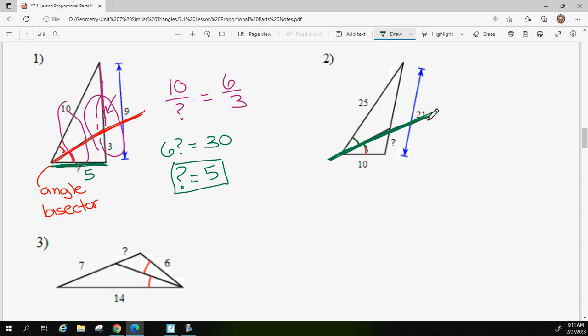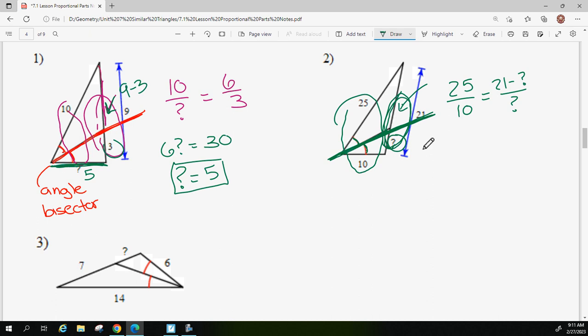And I like to extend my angle bisector. I have this fraction I can see right here, 25 over 10. And then I have a fraction here. We don't know what this piece is yet. We need to represent it. But the bottom of this fraction is question mark. To get this piece over here, we did 9 minus 3. So we did the whole side minus the piece that we knew. We can do the same thing here. The whole side is 21, and we are going to subtract the piece we know, or we have labeled question mark.